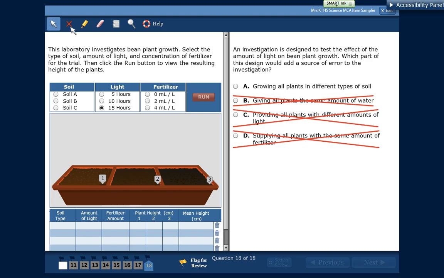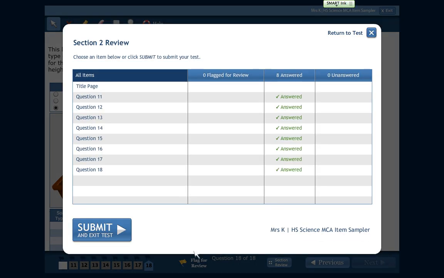So the only option that would add error to your results is if you gave them all different types of soil. It's like saying if you were testing these two things all at the same time, you wouldn't know for sure that 15 hours of light made the plants grow taller if you changed the soil for all of your pots. It could be the soil that was causing them to grow taller. You wouldn't be able to confidently say that, so that would be the answer.